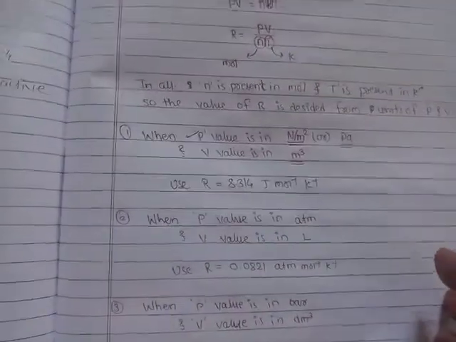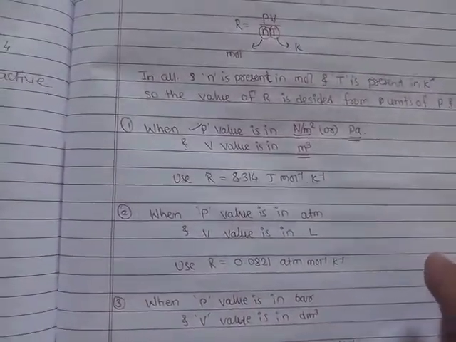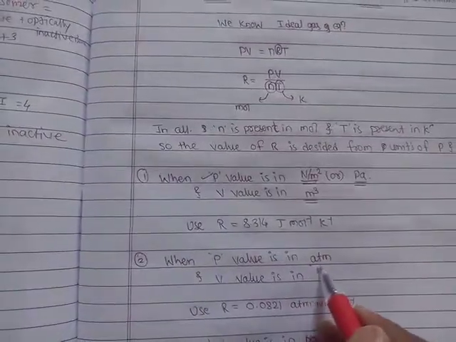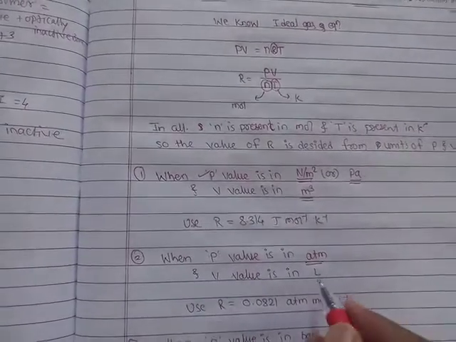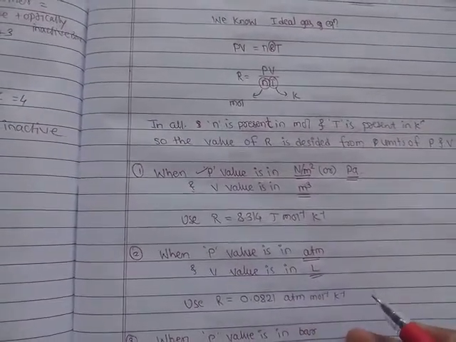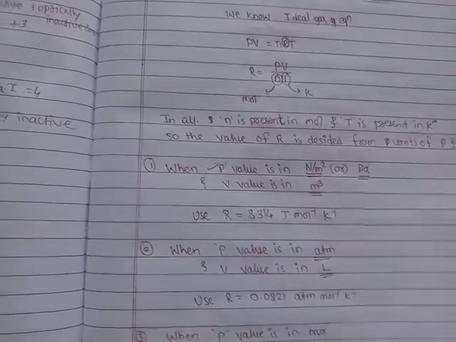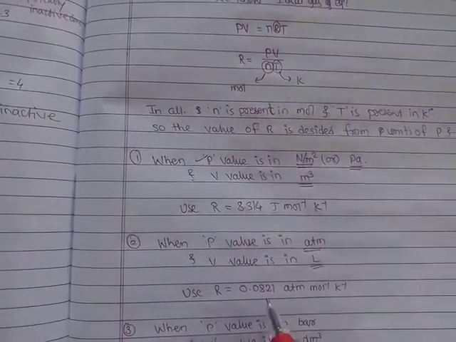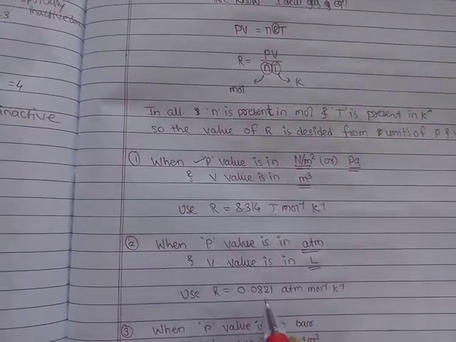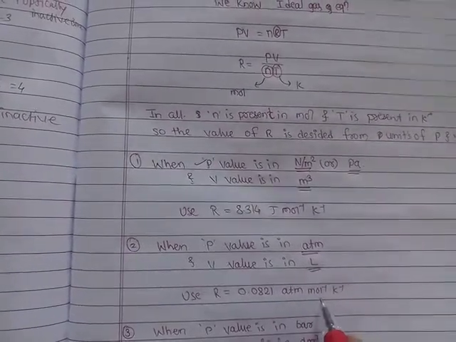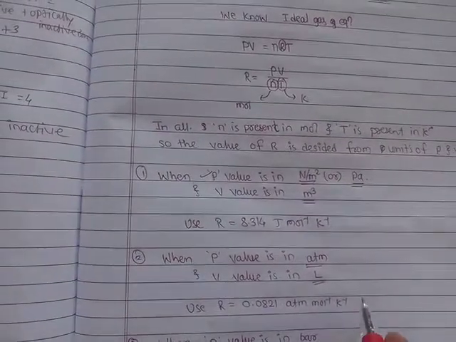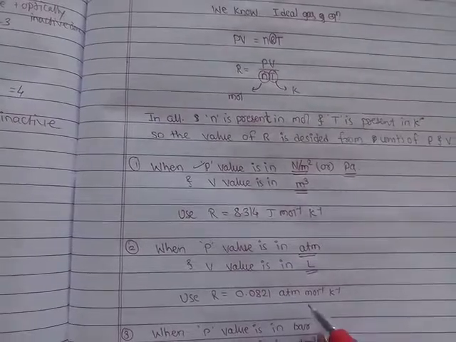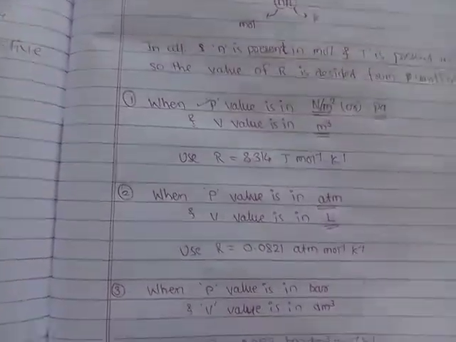Okay, after this we will see the next value of R. When the unit of pressure is in atm, that is atmosphere, and the unit of volume is in liter, at that time we are using the value of R as 0.0821 liter atm per mole per Kelvin. Means the value of P and V decides which R value is used in our problem.